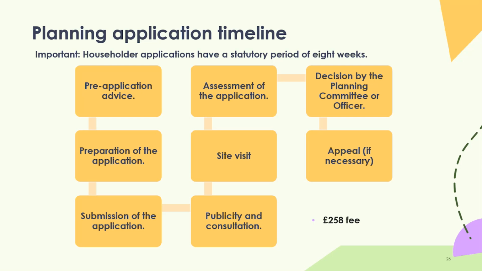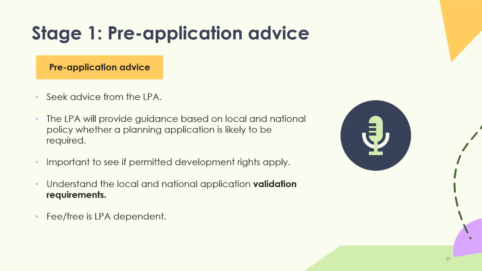It's currently £258 for an application for a single property. It will change depending on the type, the number of properties, the scale of the work, that type of thing. Okay, what we've got: pre-application advice. So we need to seek advice from the local planning authority. They will give advice based on local and national policy. They will let you know about permitted development rights, and hopefully about any Article 4 direction and the validation requirements, and whether a fee needs to be paid for that application.